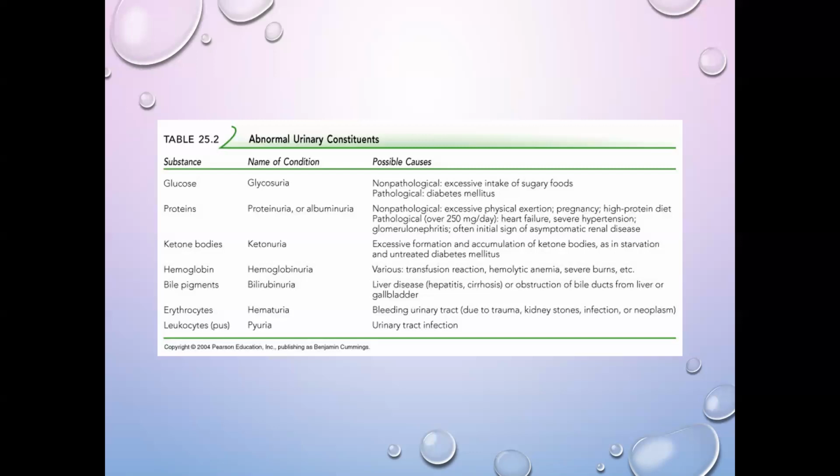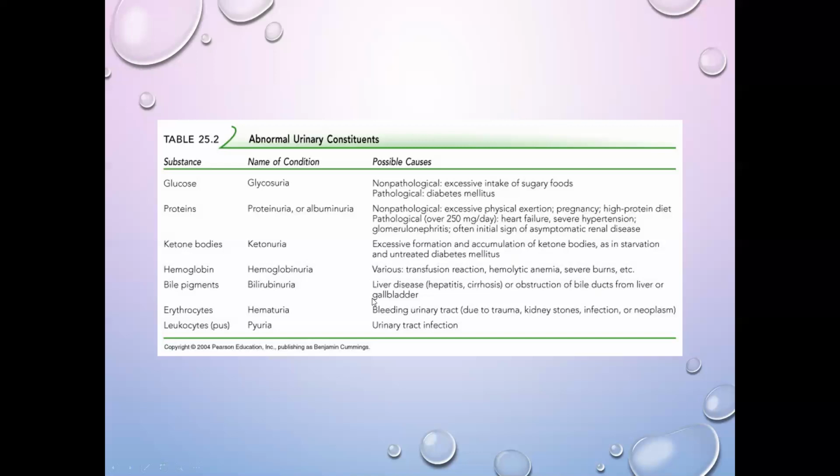Okay, ketone bodies. So we don't want ketone bodies in our urine again. This acidity, because that's metabolic acidosis, friends. Okay, so starvation, untreated diabetes mellitus, or a not-so-ketogenic diet, I would imagine. So I don't know, but that's going to screw with your pH. That's why we don't want them there. Hemoglobin, obviously, we don't want hemoglobin in there. You've got serious bad stuff happening.